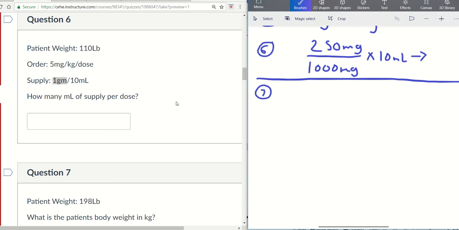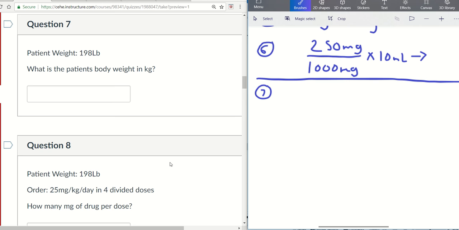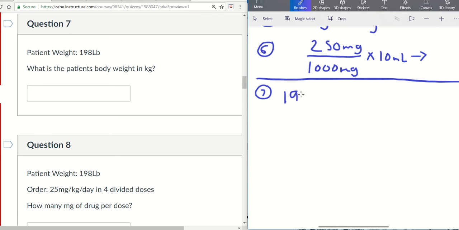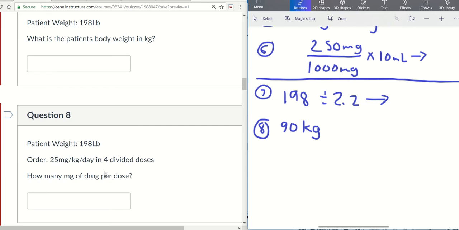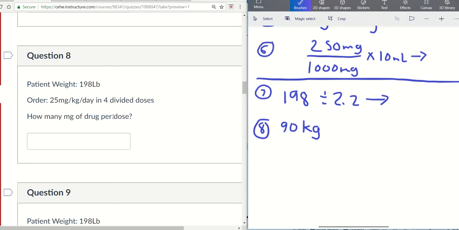7, 8, 9 will go together. So for 7, 198 pounds divided by 2.2. What does that yield? 90 kgs. Very good. Order per dose. So this is going to be a little bit different because we have to divide by 4 doses. They don't want the daily amount. They want the per dose amount.